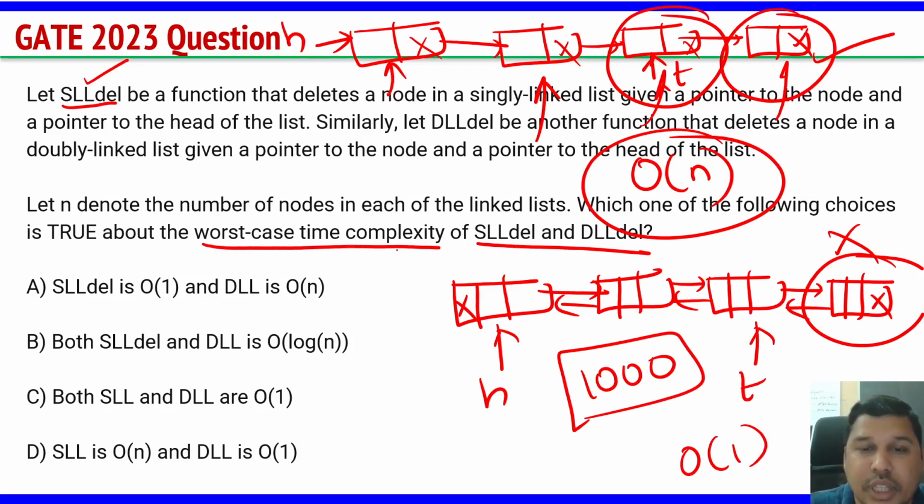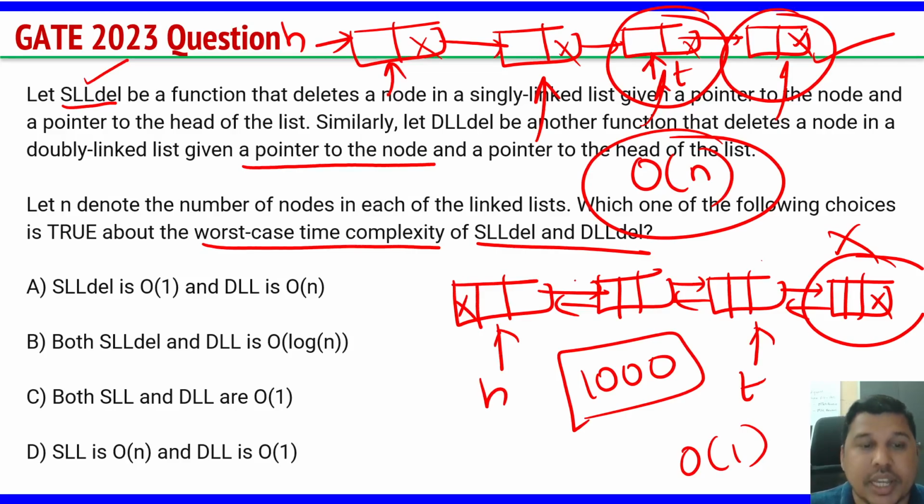See, it is given as given a pointer to the node and pointer to the head of the list, right. So, this particular node, if you know to delete, how much time it will take? It will take 1 only. Here I have to traverse till the end, I have to traverse definitely.